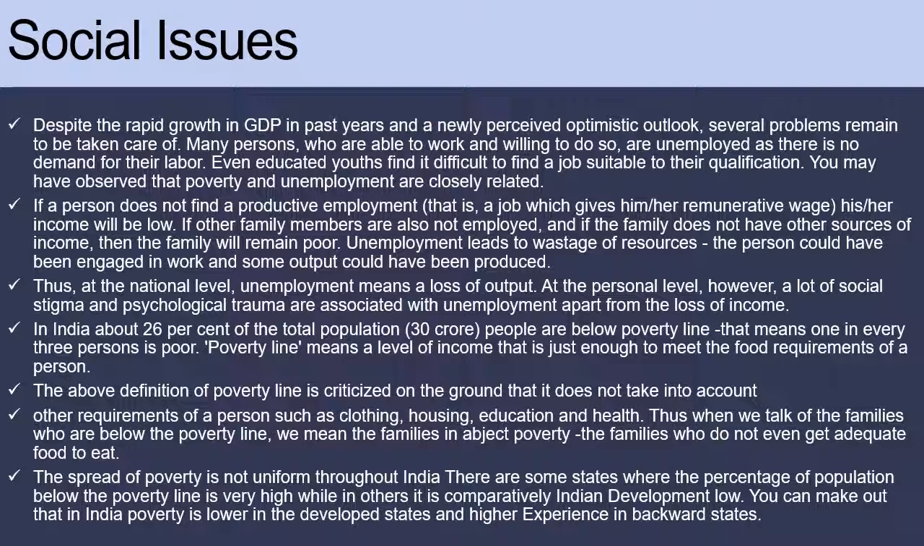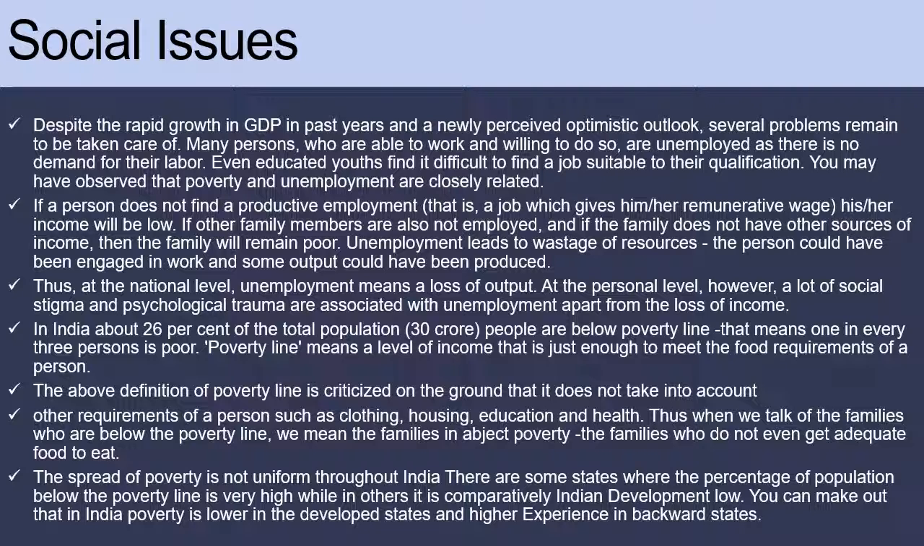You may have observed that poverty and unemployment are closely related. If a person does not find productive employment, that is, a job which gives him or her a remunerative wage, his or her income will be low. If other family members are also not employed, and if the family does not have other sources of income, then the family will remain poor.